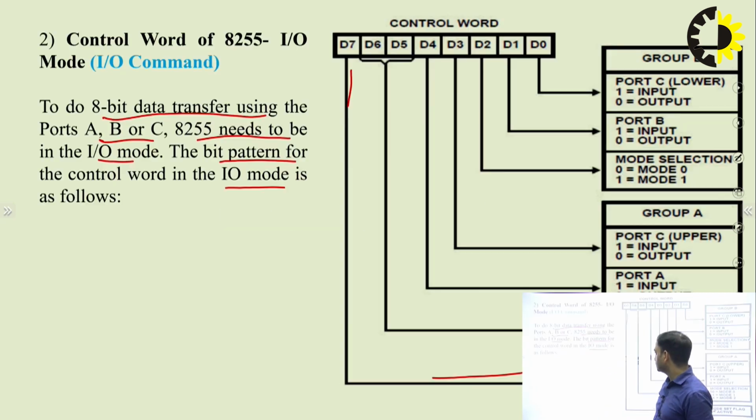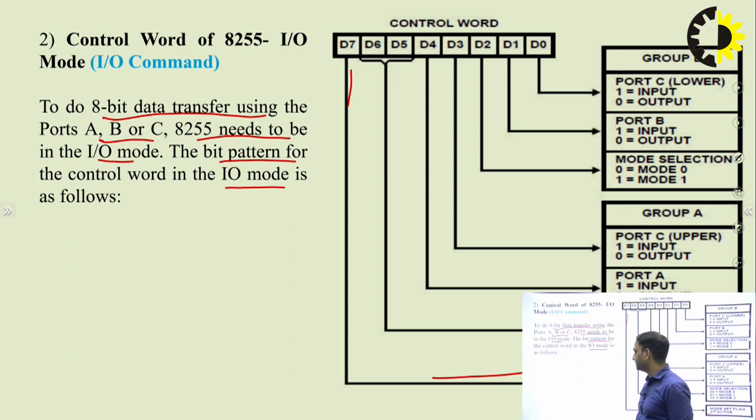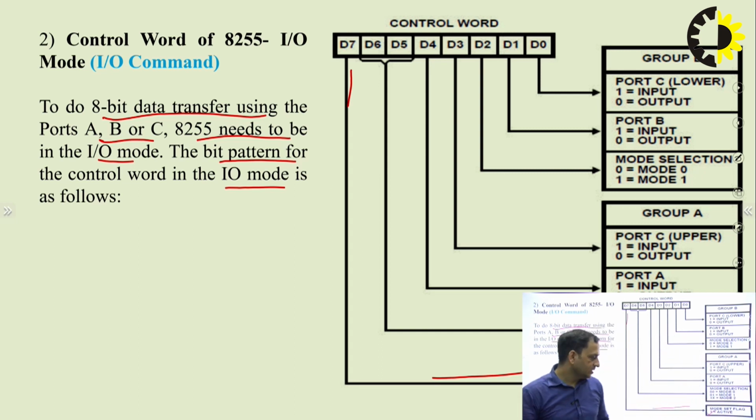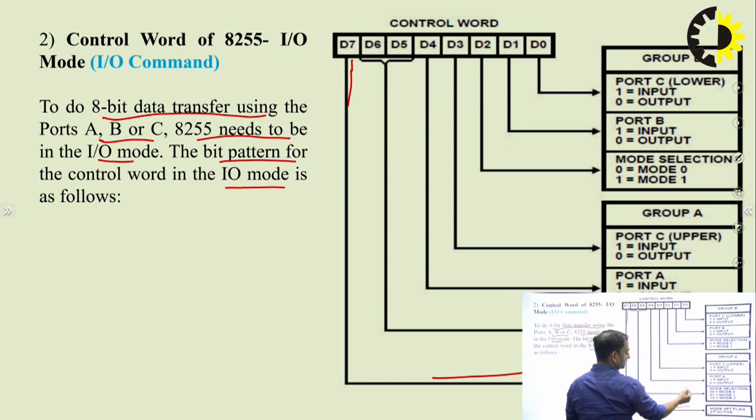So the bit pattern for the control word in the I/O mode is as follows. You can take any example, where I want to find what the control word would be if it is working in the I/O mode. If it is working in the I/O mode, this bit will be 1. Second, if I am saying port A as an input, so this bit will be 1, right?